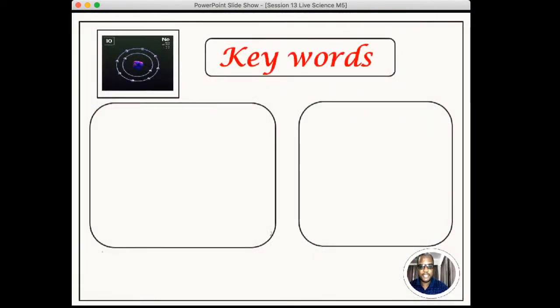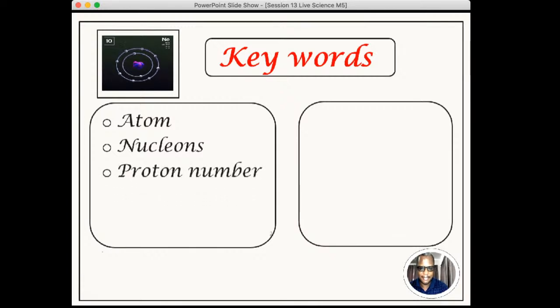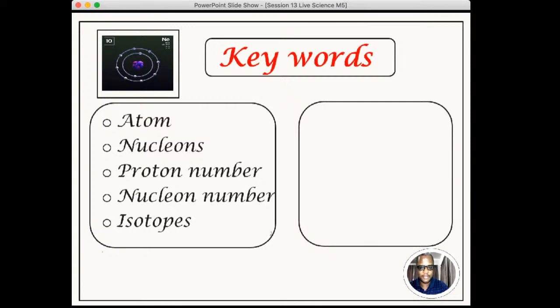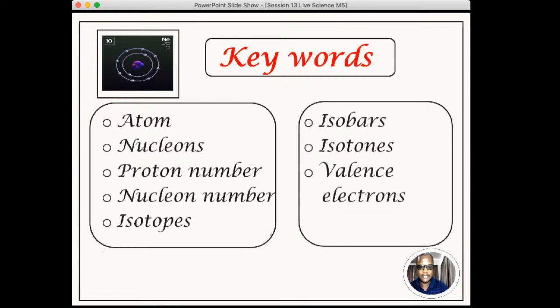So these are the keywords which we are going to come across in this topic: atom, nucleons, proton number, nucleon number, isotopes, isobars, isotones, valence electrons, and radioisotopes.